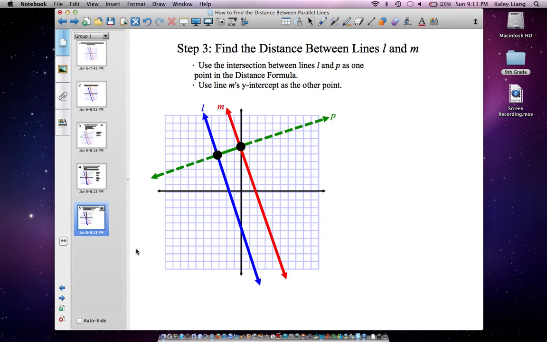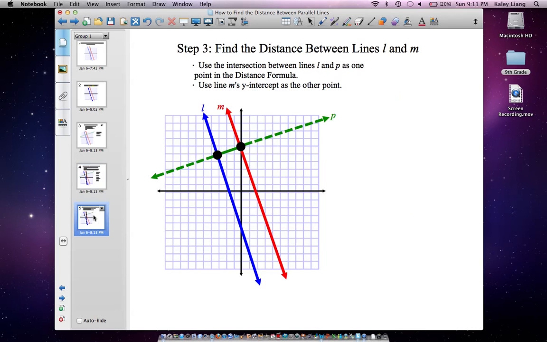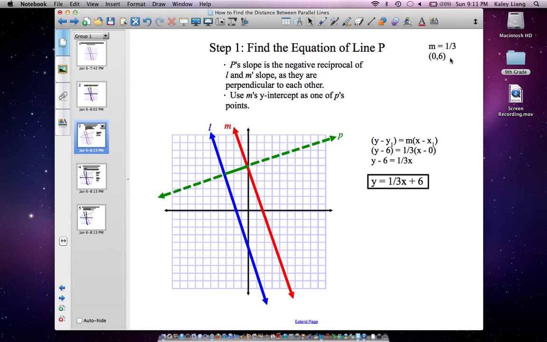Finally, step 3 is to find the distance between lines L and M. And we're going to use the intersection between lines L and P as one point in the distance formula, which we found here in step 2. And we're going to use line M's y-intercept as the other point, which we found here in step 1.